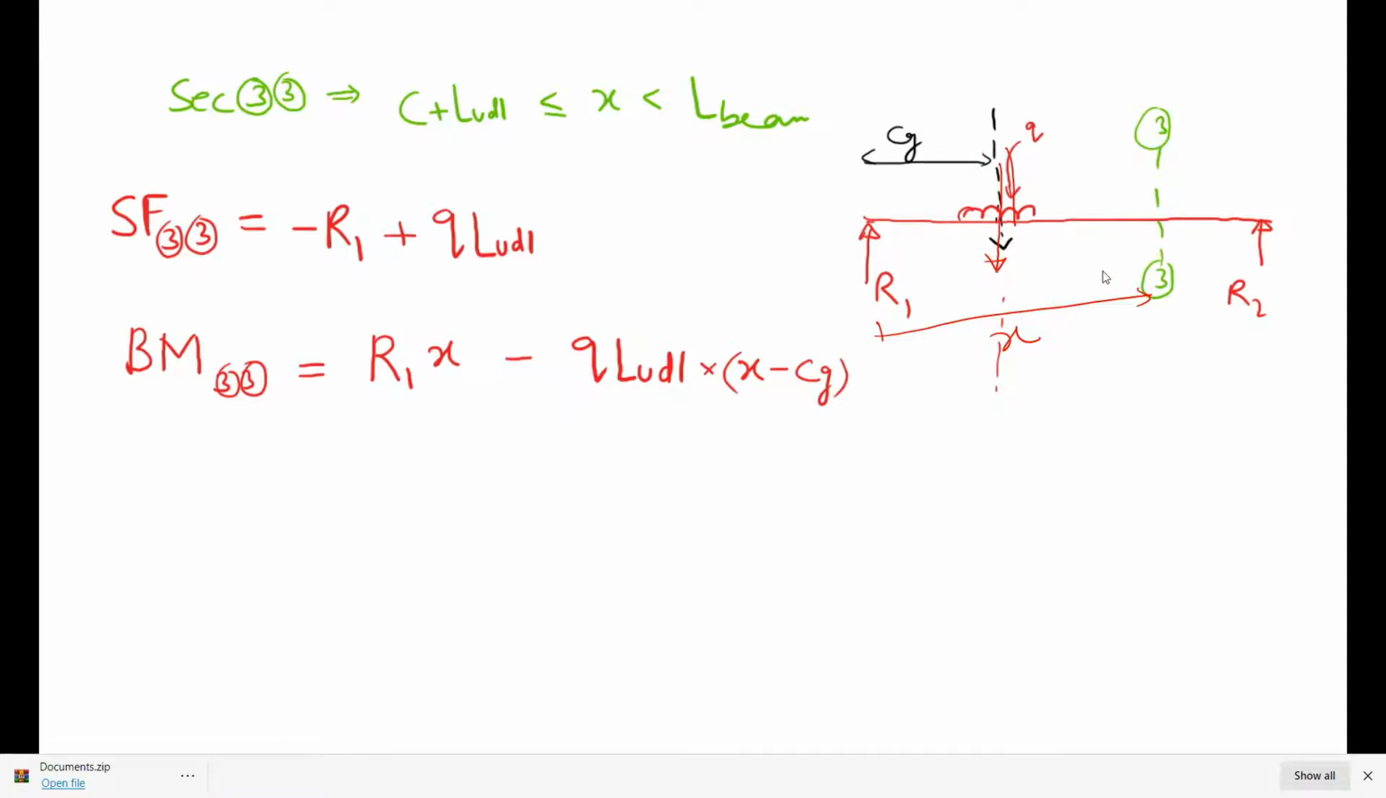How much is that distance? We can see, the total distance is X, and if we subtract this distance, how much is it? We know this distance is CG, which we have already considered. So X minus CG, we will get this. So we get the bending moment for the third section.